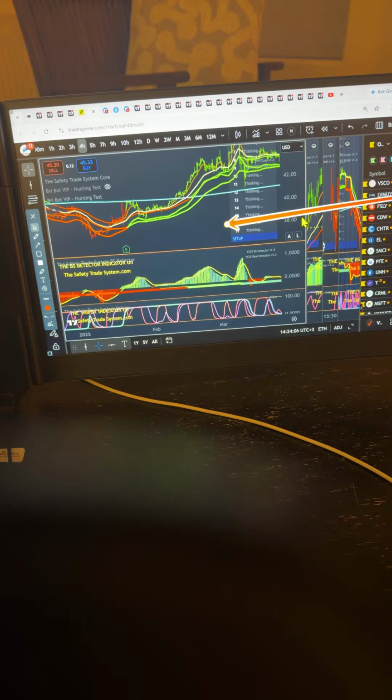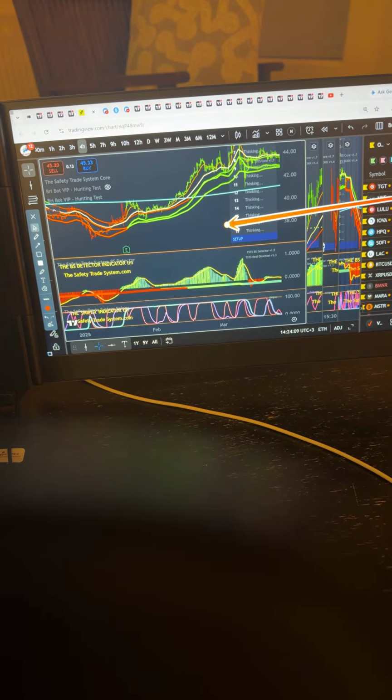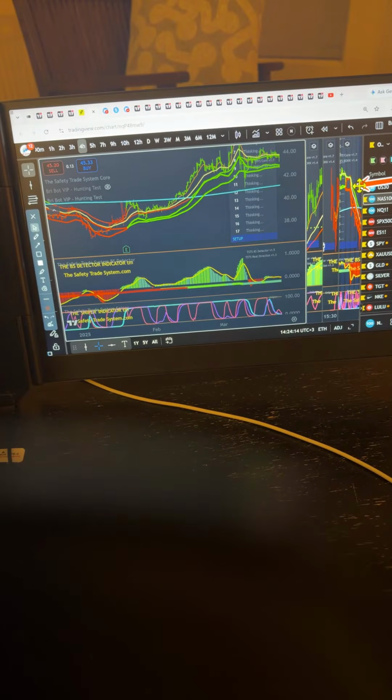NAS. Oh, I thought I already looked at that. Let's try it again. No, we looked at SPX. You're right. All right, let's look at NAS. Now, anyone pick a time frame between 5 minute and 10 hour?